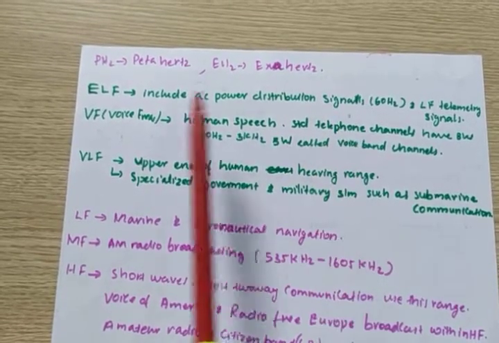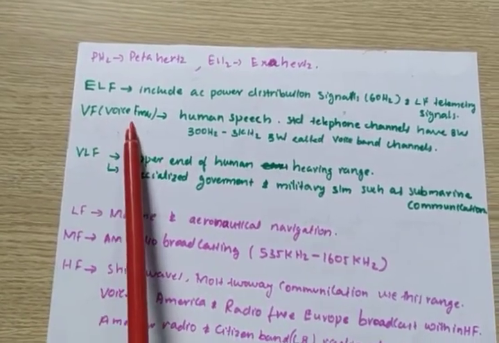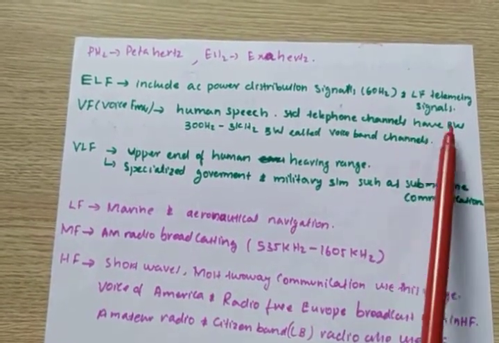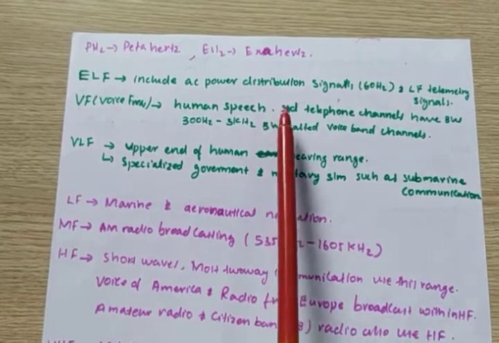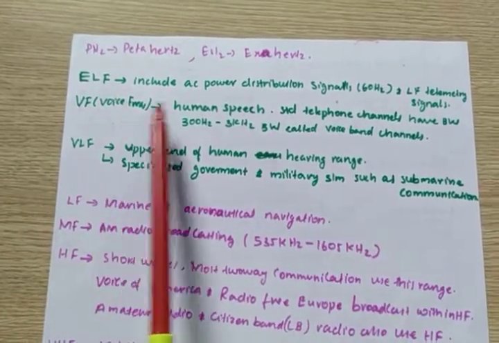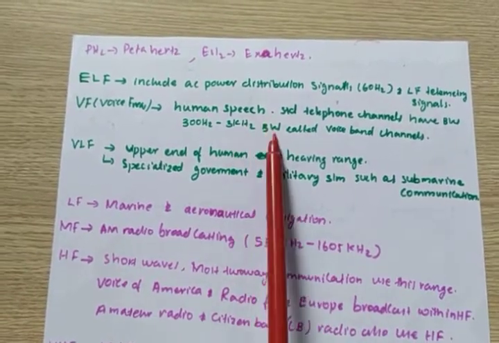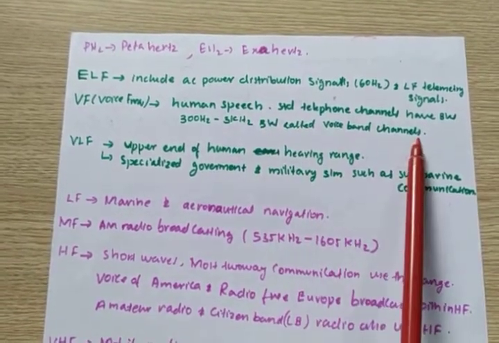VF is voice frequency, and voice frequency is used for human speech and standard telephone channels. For this application we use voice frequency. Its bandwidth is 300 hertz to 3 kilohertz. This bandwidth is allocated for voice channels.